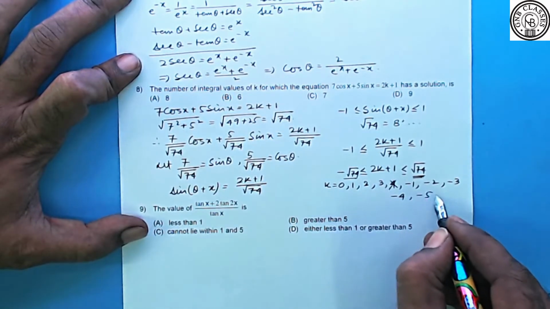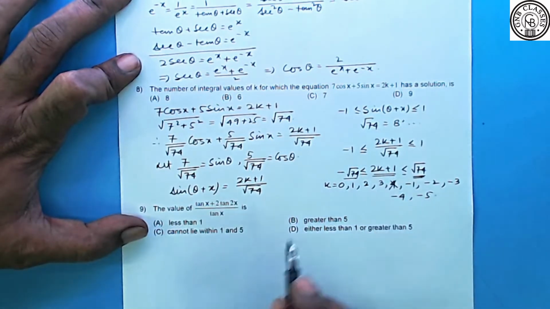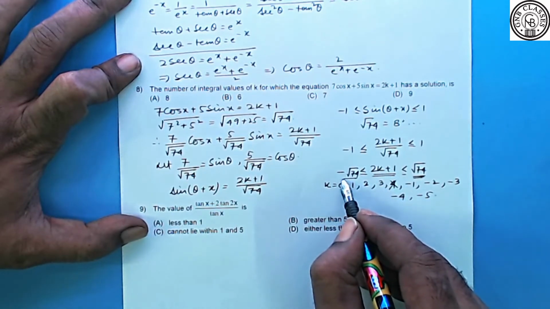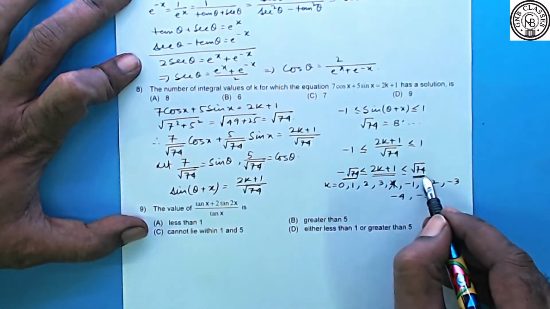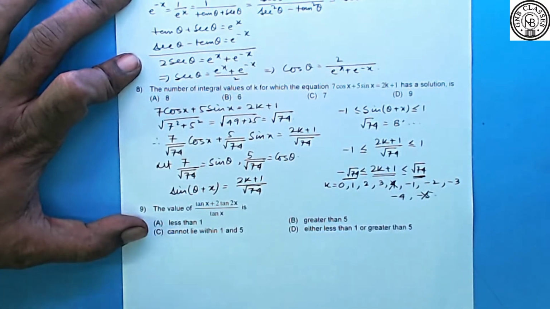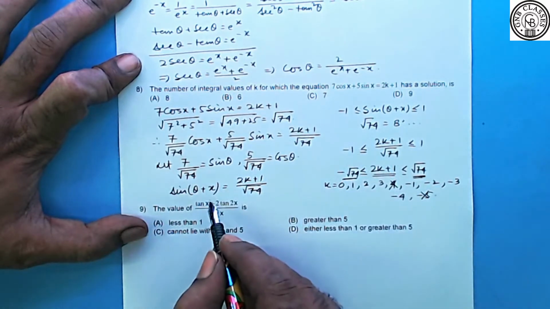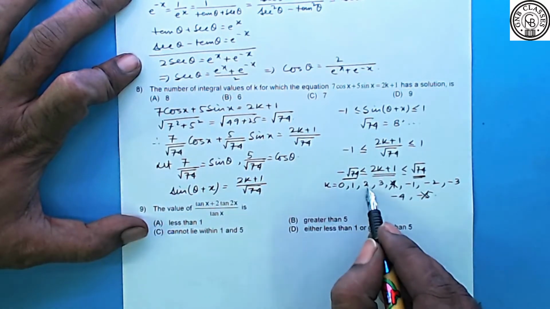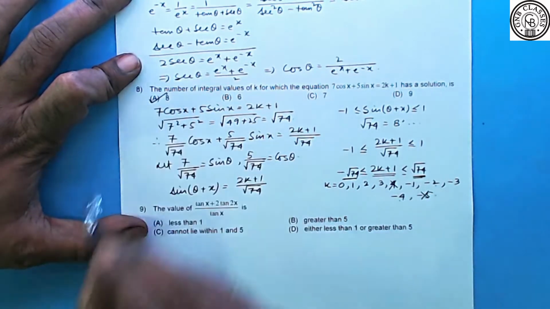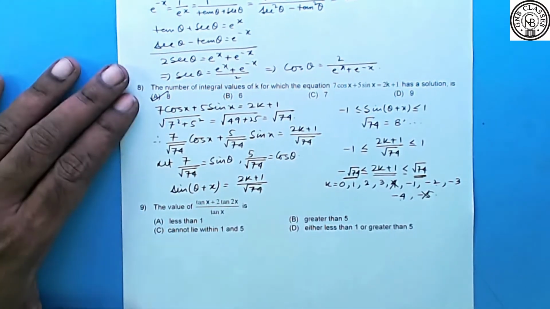But if I take minus 5, in that case 2k plus 1 will give you minus 9, which is not falling between minus root 74 and plus root 74. So minus 5 is not accepted. So how many integral values of k are possible for which the equation will have a solution? 1, 2, 3, 4, 5, 6, 7, 8. Therefore option A is correct. Is this clear to all of you? Okay, next problem.